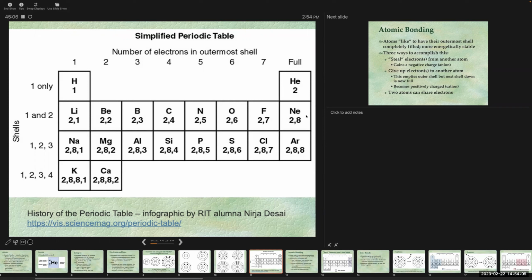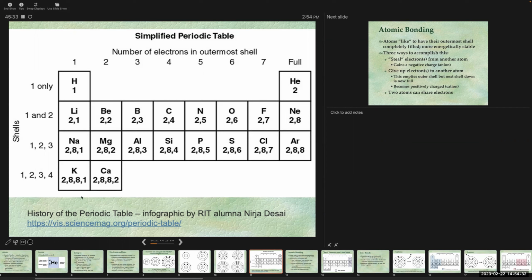Then you jump down to the second row, we've got neon. First shell has 2, second shell has 8, so the second shell is completely full. Jump down to argon, 2 in the first shell, 8 in the second shell, 8 in the third shell, so the third shell is full. And then you jump down to things like krypton and radon, always with a full outermost electron shell.